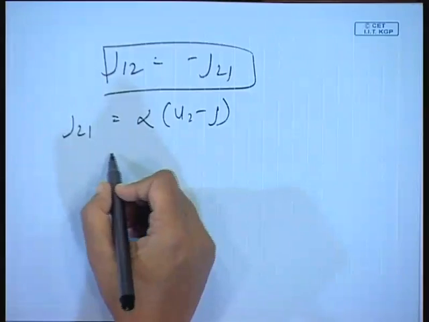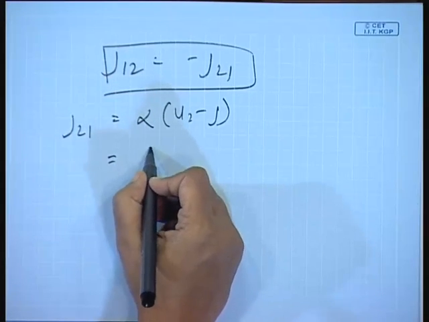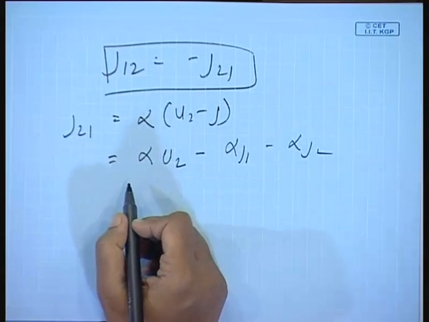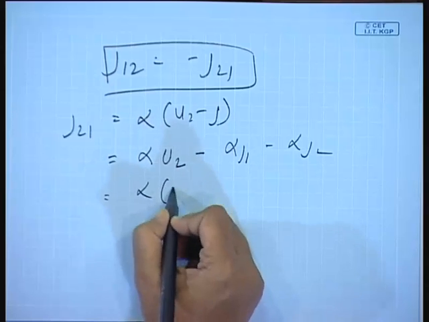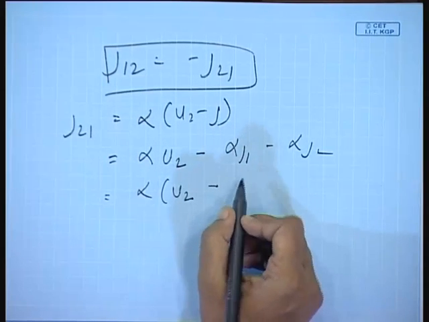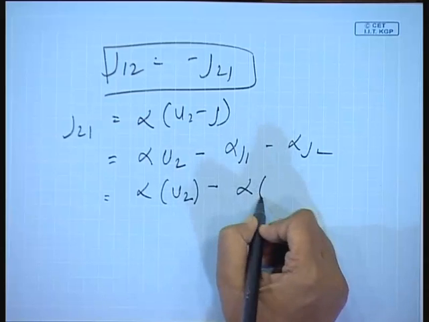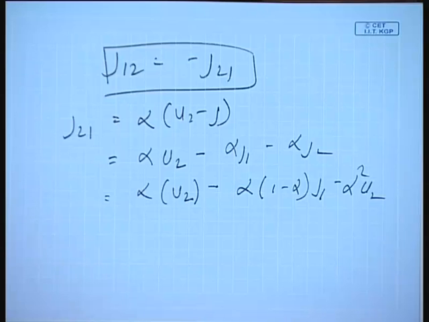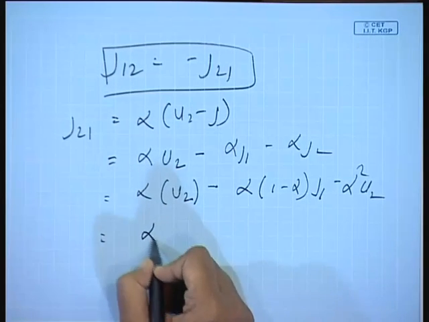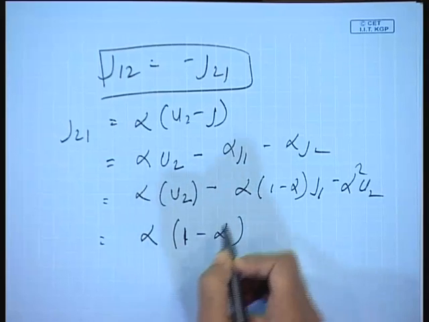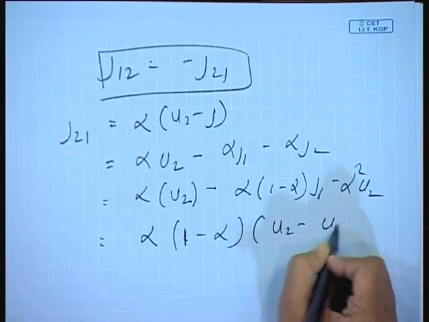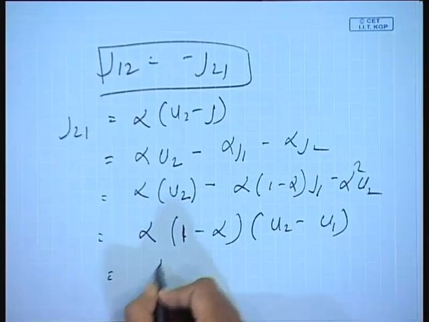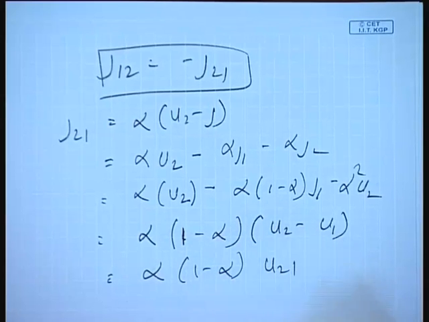So, for this particular case, we can write it just as alpha u2 minus alpha j1, same as we had done previously. Or in other words, this can be written as alpha u2, expressing j1 in terms of alpha, it is alpha into 1 minus alpha u1 minus alpha squared u2. Or in other words, we can write it as alpha into 1 minus alpha into u2 minus u1. Agreed? Or in other words, we can write it as alpha into 1 minus alpha u21.